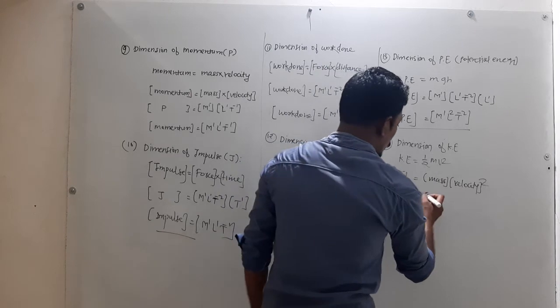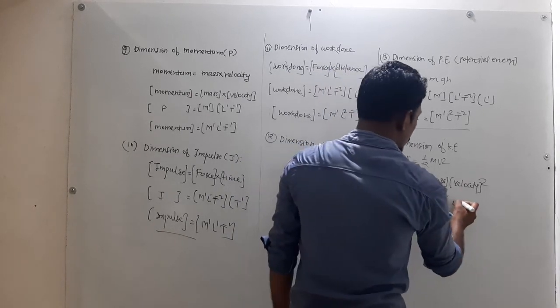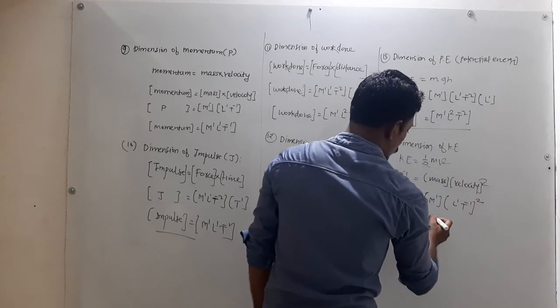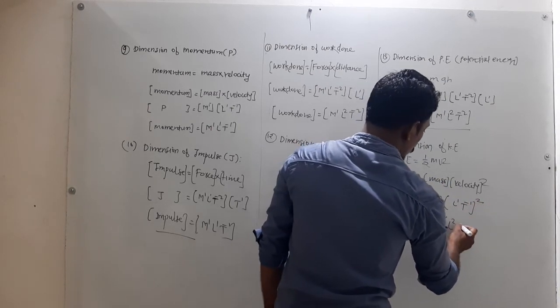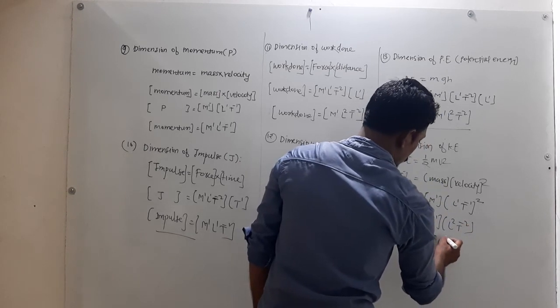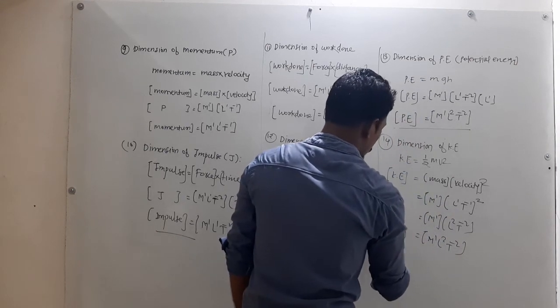Then this is the dimension of mass, m raised to 1, into dimension of velocity is l raised to 1 t raised to minus 1 bracket square, that is m raised to 1 into l raised to 2 t raised to minus 2, that is m raised to 1 l raised to 2 t raised to minus 2. This is the dimension of kinetic energy.